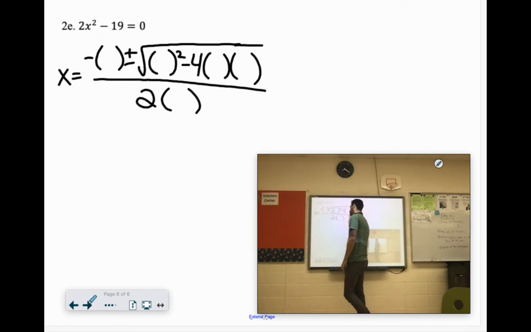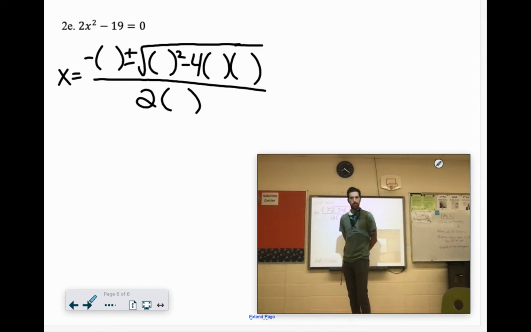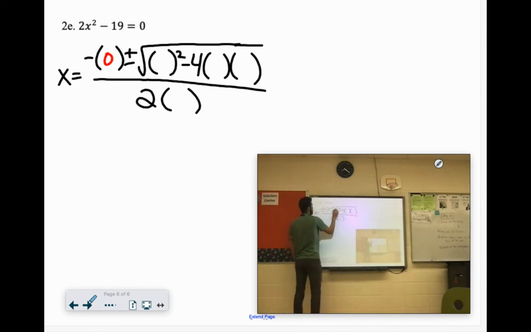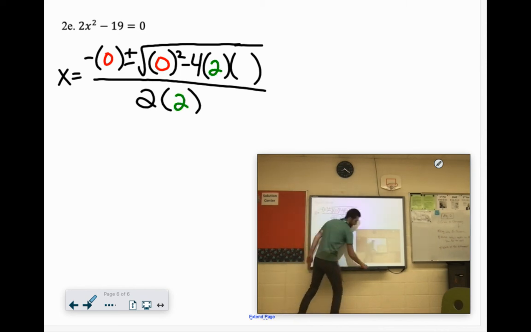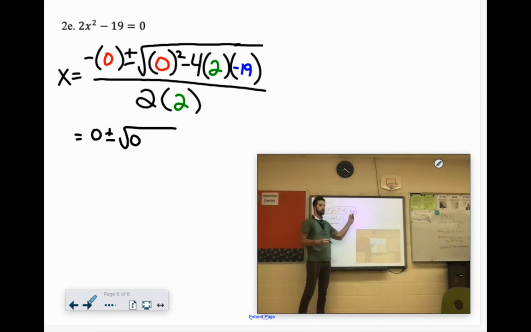All right, last one. This one looks a little strange. B, there is no B. So we've got to put in zeros. The A is 2, and the C is negative 19. I am so glad this problem is here. The opposite of 0 is 0. There's no negatives here. 0 squared is 0. Now, if your A or your C is negative, it's going to turn to plus, right? Because a negative 4 times another negative number flips it to a positive.